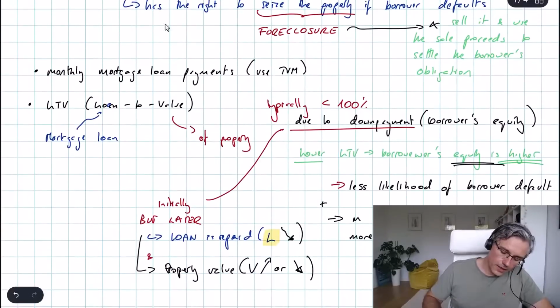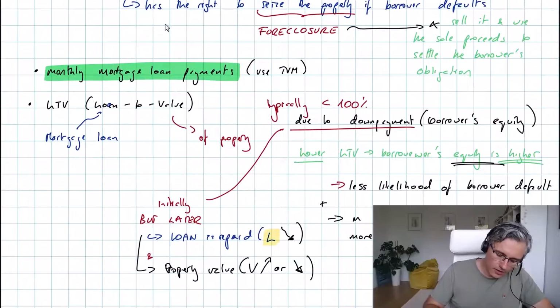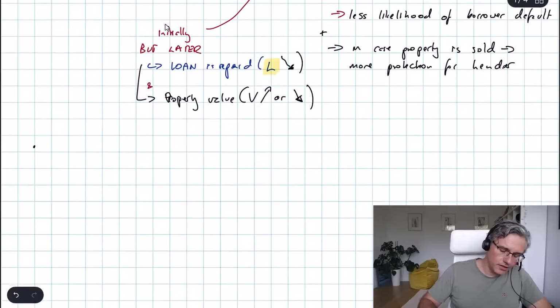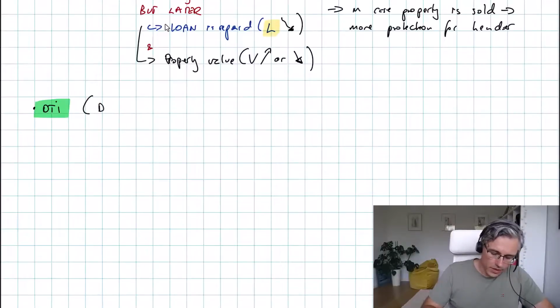So, monthly mortgage loan payments is something you may need to calculate. LTV is something quite easy that you may need to calculate. And one more thing that I'll get you to calculate in just a moment is the DTI. This is the ratio of debt to income. So this is the debt to income ratio.